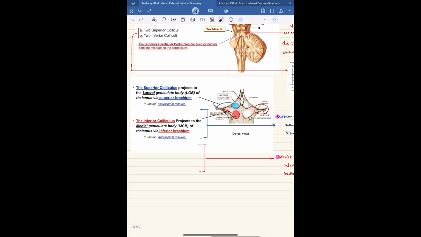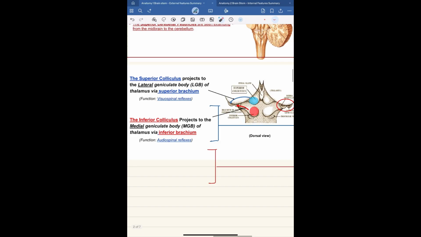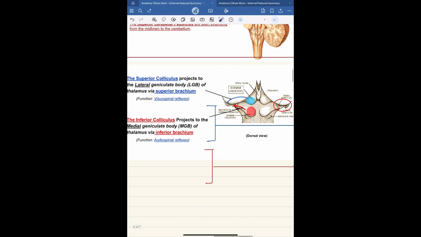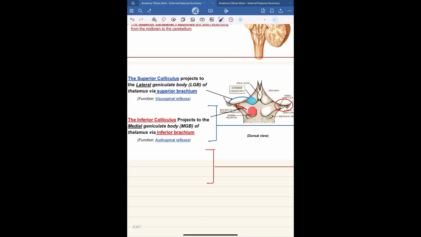And the opposite for the inferior colliculi: they go through the inferior brachium until they reach the closest part, which is the medial geniculate body. Now, the way I remember this, superior, in my mind, I remember sight. Superior, sight, both start with an S, so it's related to the visual function. So visual spinal reflex. Inferior, I always remember one word, actually two. It's incoming sound. Incoming sound.